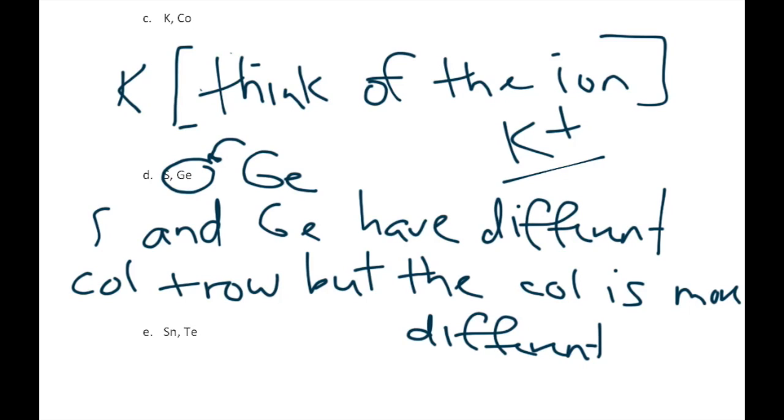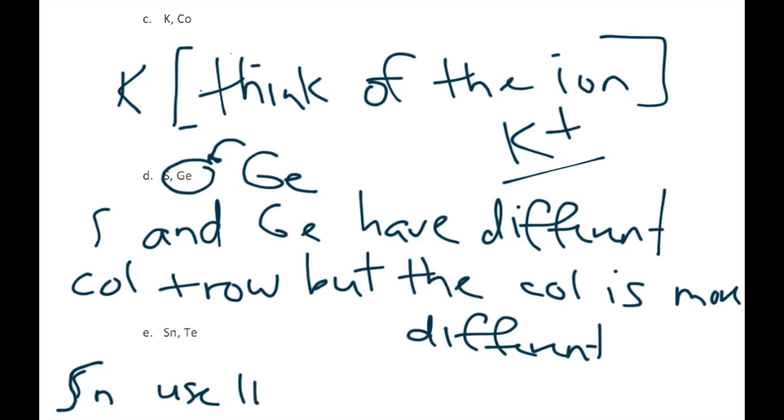Okay. And last one, tin versus tellurium. Find those in the periodic table, and again, we use periodic trends. So tin is farther to the left, therefore the ionization energy will be smaller, because ionization energy will increase going from left to right. Okay, so just use ionization energy trends.